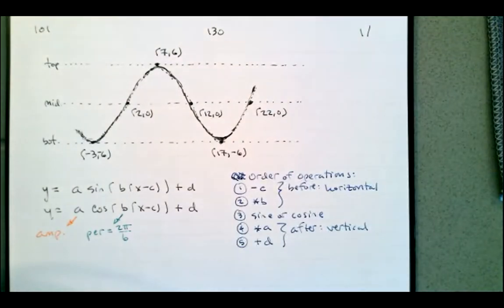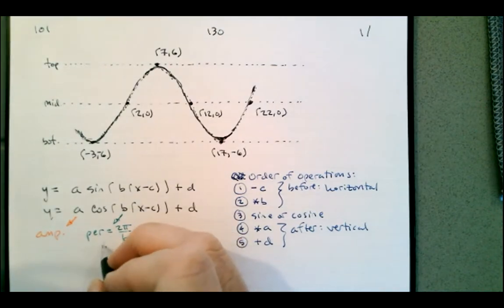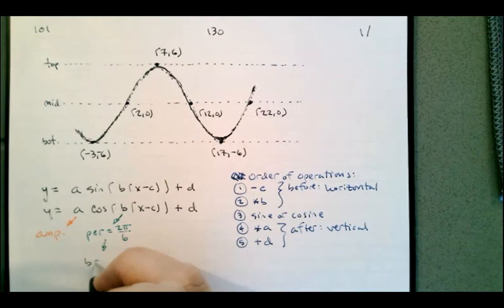So one thing that we're going to notice is that the horizontal stuff seems to be inverted, because the way we want to think about it is that b is how fast we're going around the circle. So if b is 2, we're going around the circle twice as fast, and the period will be 2 pi over 2, or pi. So the period is 2 pi over b, and maybe more important for our purposes in this direction, b is going to be 2 pi divided by the period.